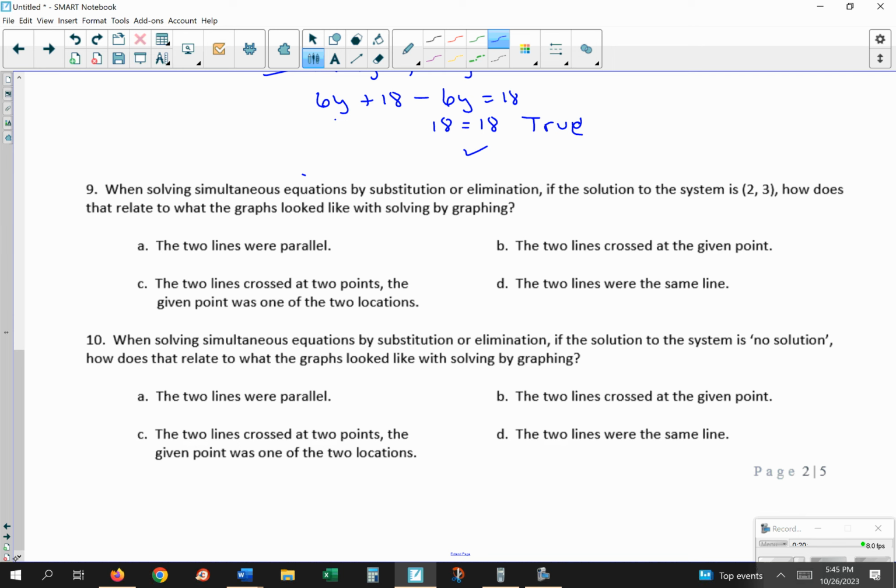Okay, so this question is asking us if we were given the solution of a system to describe what it looked like when we were graphing it. So whenever we got an ordered pair, then we know that that was going to be the point of intersection.